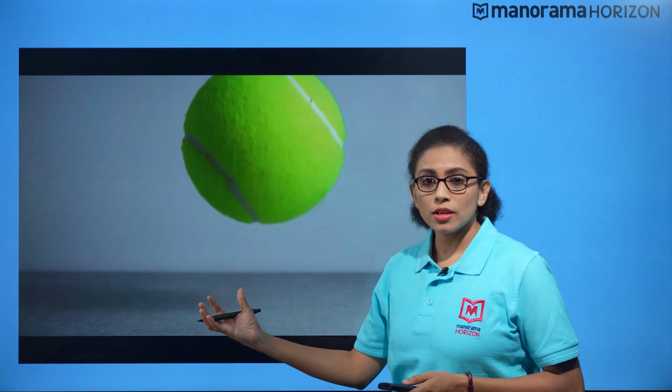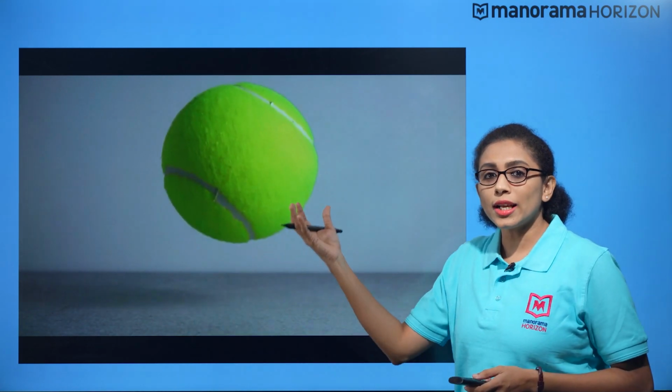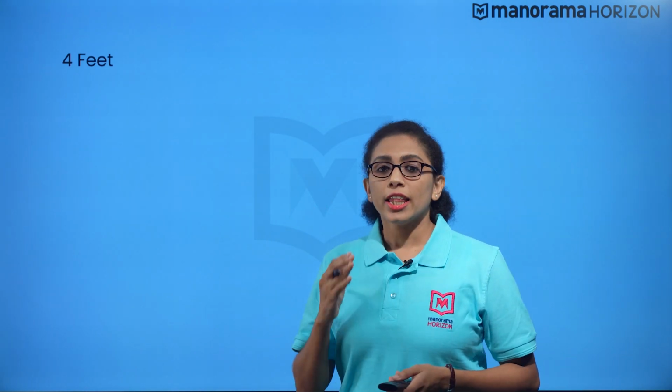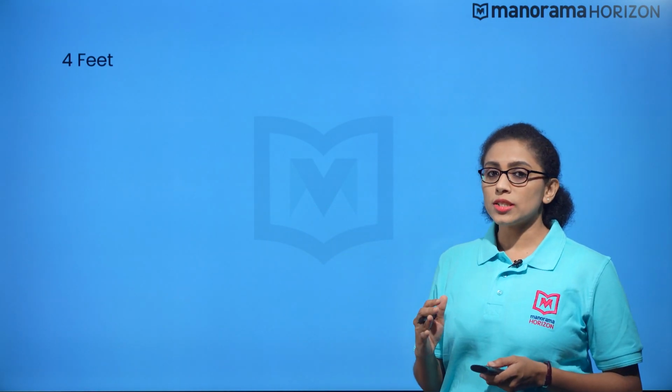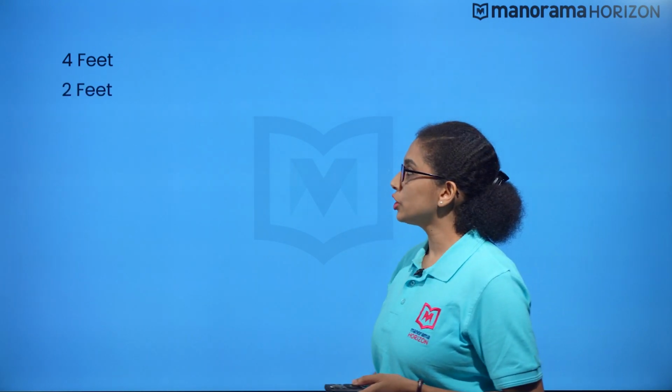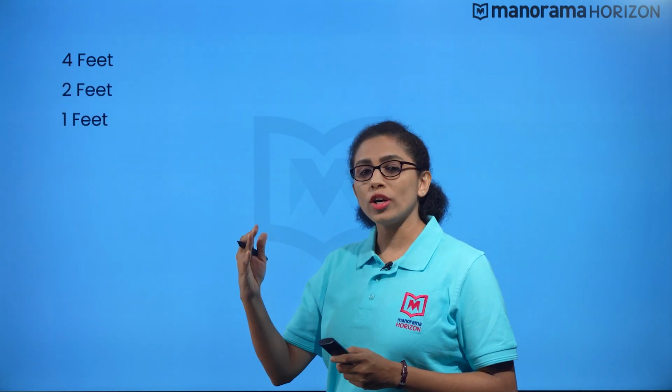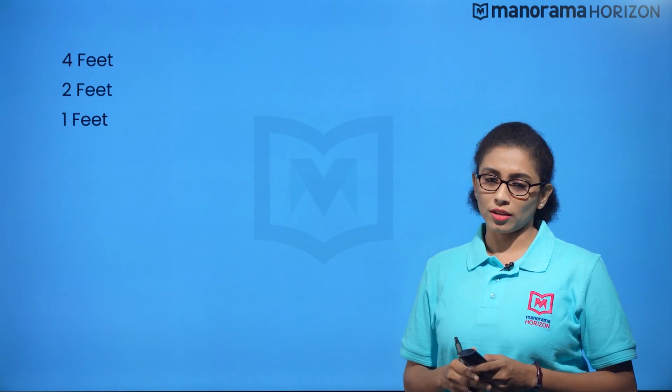Carry out an activity. Take a ball in your hand and allow it to bounce on the floor. Each time the ball bounces, its height gets cut down by half. If the ball's first height is 4 feet, the next time it bounces, its highest bounce will be at 2 feet. After that, 1 foot and so on until the ball stops bouncing.